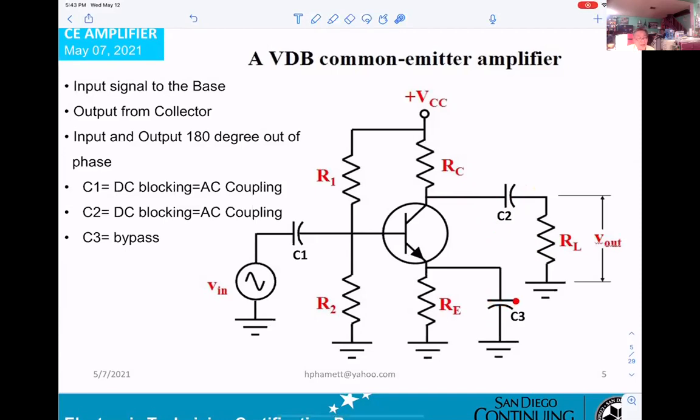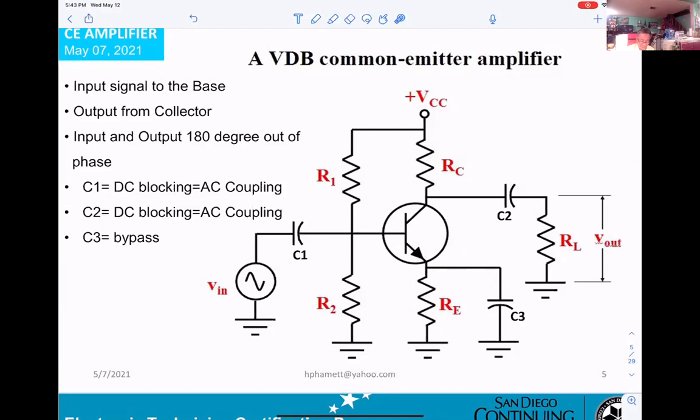The name will be bypass capacitor. What does the capacitor bypass? It will bypass the resistor RE. That's only for the AC signal. If you measure with the ammeter, you're supposed to get 0 volt. The thing is, the capacitor will be shorted. AC current will go through the short to the ground. It does not go to RE.